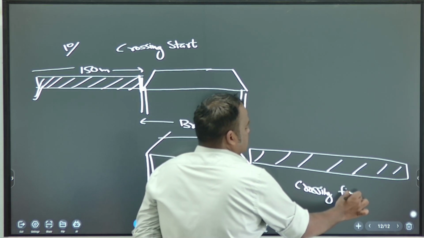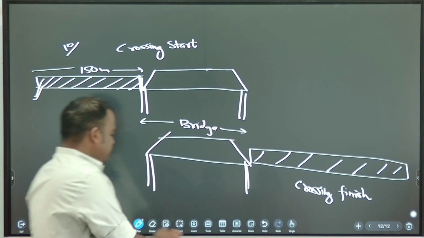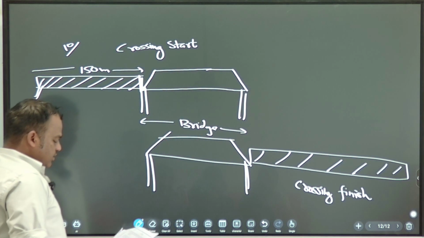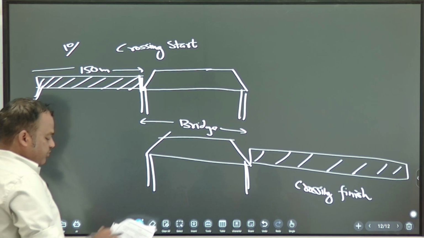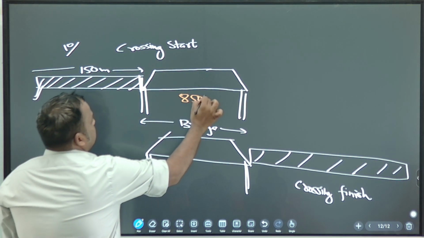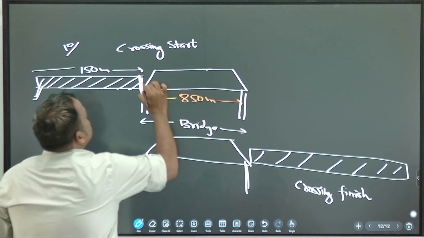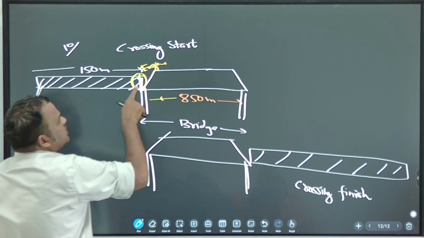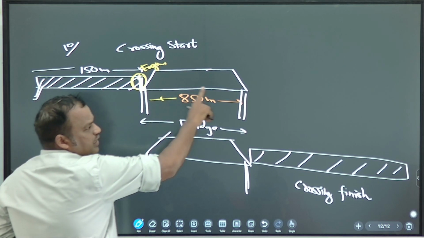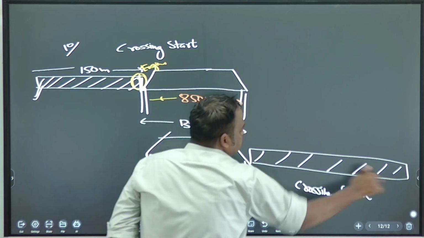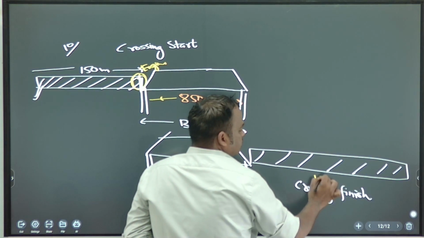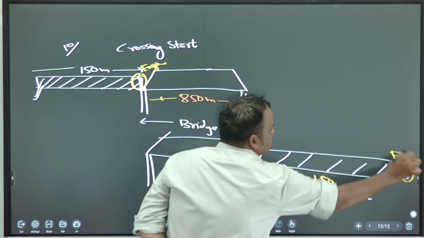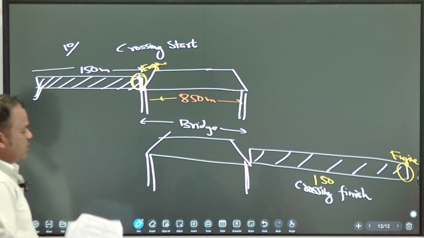So what is the total displacement? Tell me, what is the length of the bridge? It is given, 850 meter. Now look at the engine. Engine covers 850, then an extra 150. So what is the total distance covered by the engine? 1000.